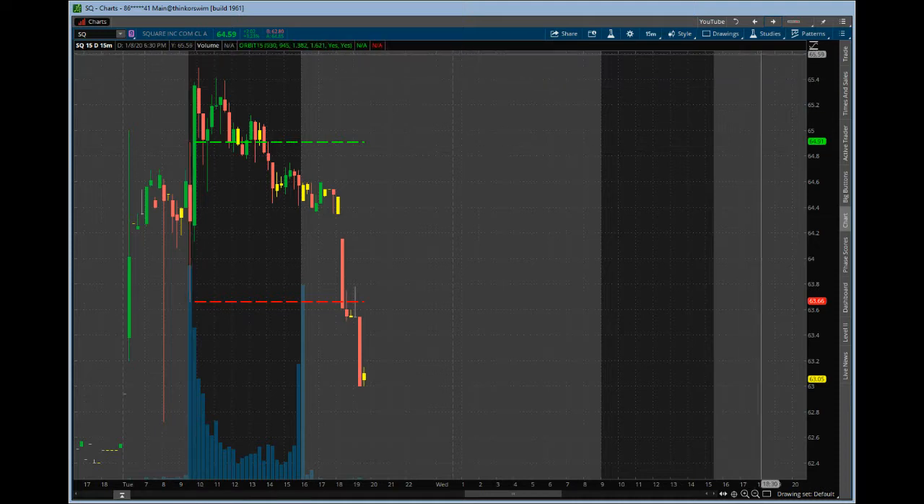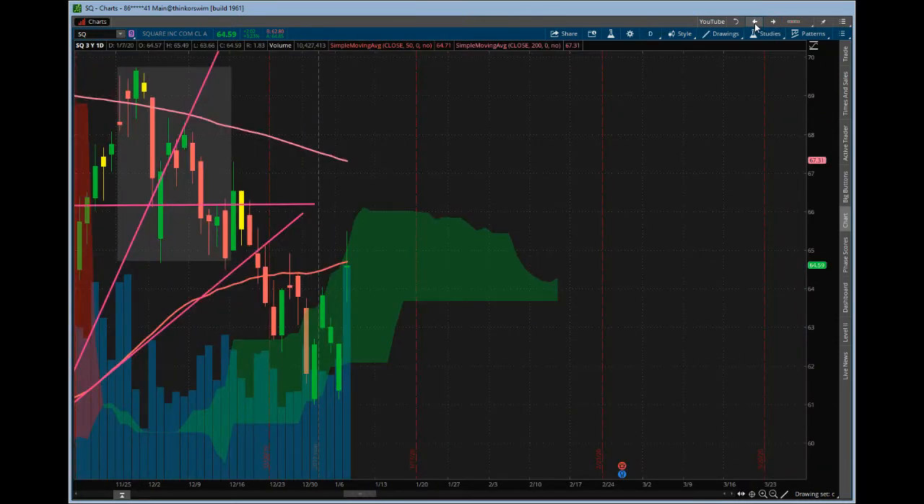15 ORB for a quick breakout this morning. That was about it. Closed within the range. Doji. Good stuff.